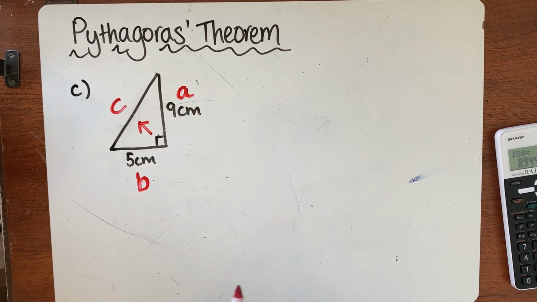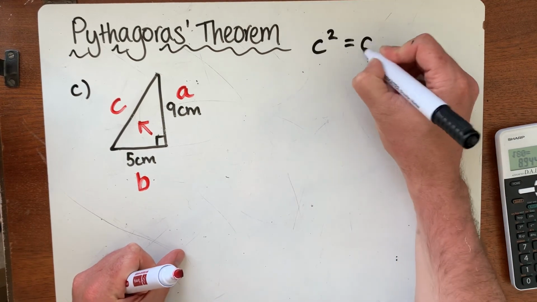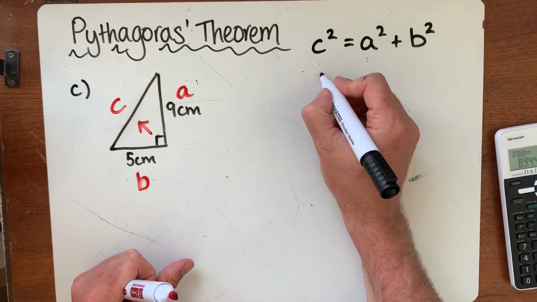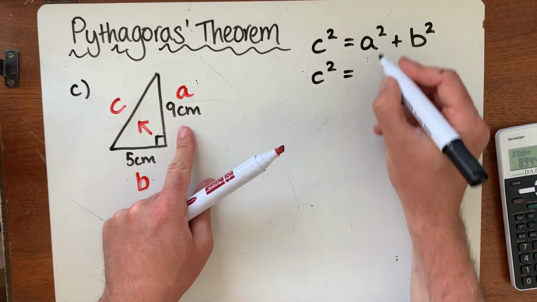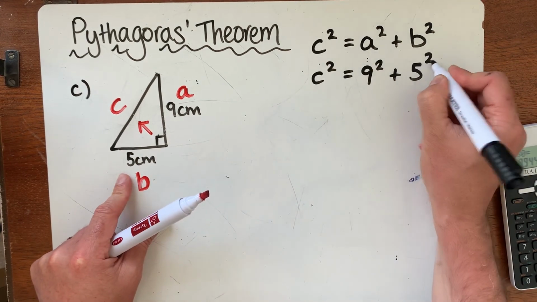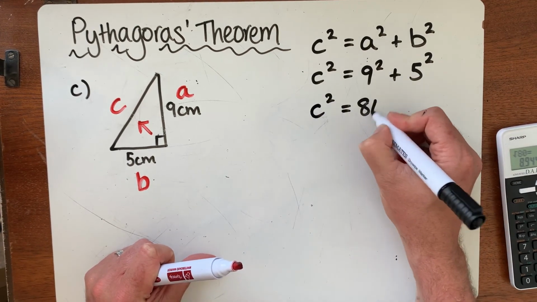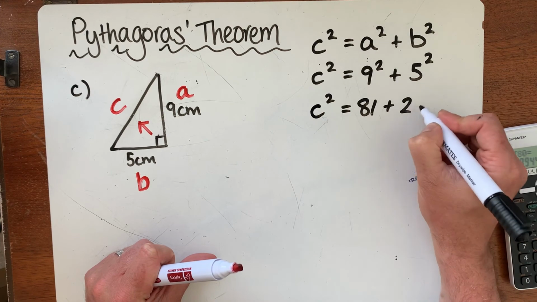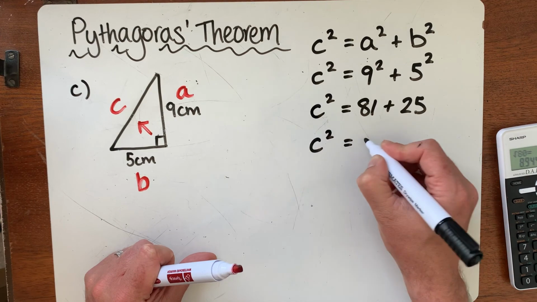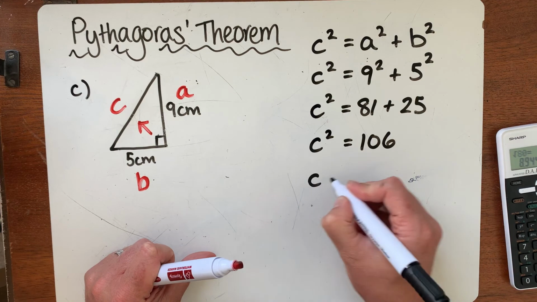Okay, and I'm going to write down my formula. So the formula starts with c squared equal to a squared plus b squared. I'm going to substitute in. So c squared is equal to a is 9, so 9 squared, plus b, which is 5, 5 squared. I'm going to square these now. So c squared is equal to 9 squared, which is 81, plus 5 squared, which is 25. I'm going to add these together. c squared is equal to 106. Okay, and I want to know what c is.